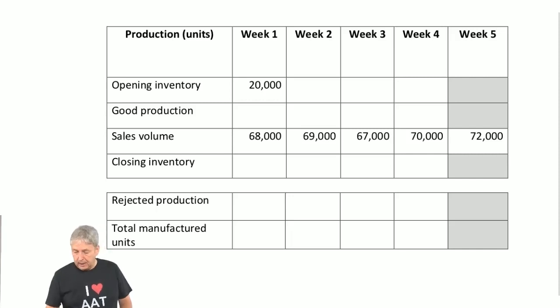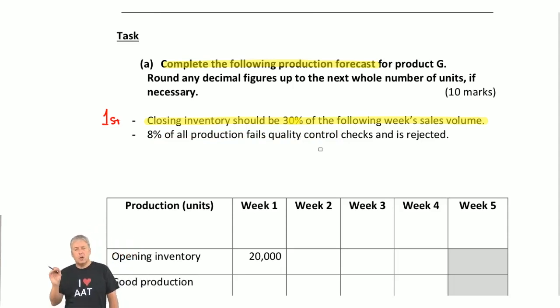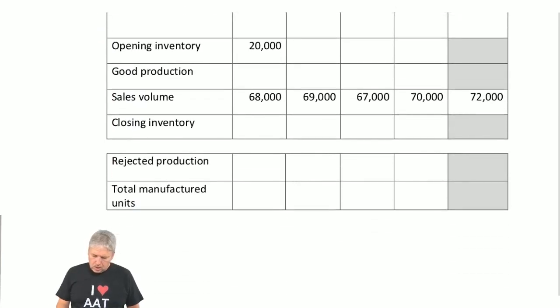Well, okay, we're given those two instructions at the top. I think we just start with the first instruction and see whether we can follow that. Closing inventory should be 30% of the following week's sales volume. Okay. So, closing inventory, it's got to be 30% of the following week's sales volume.